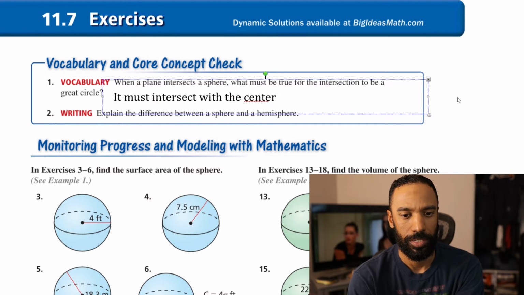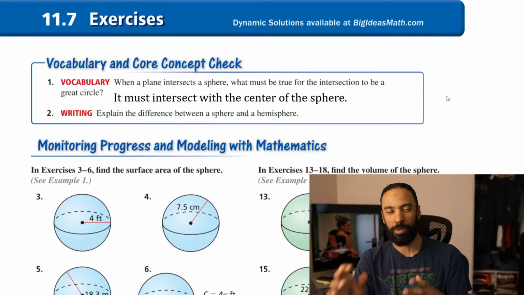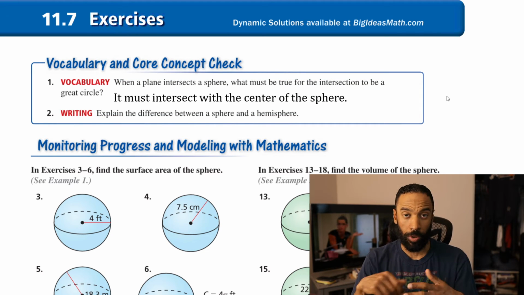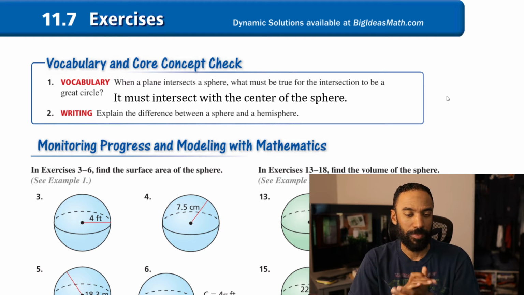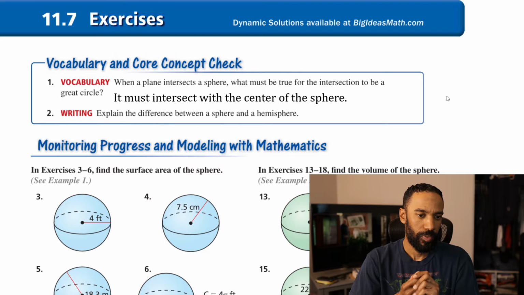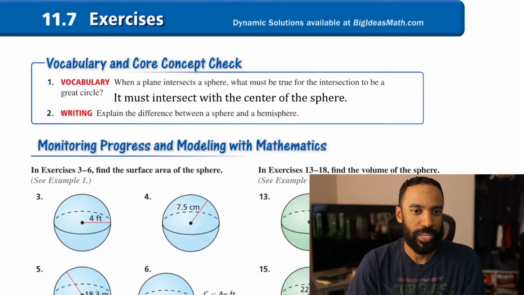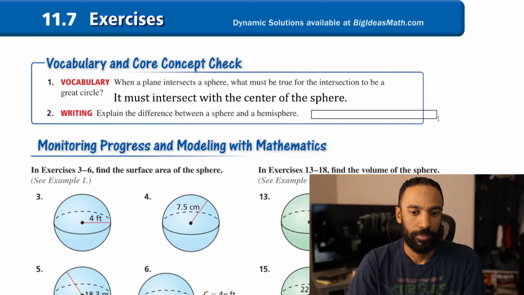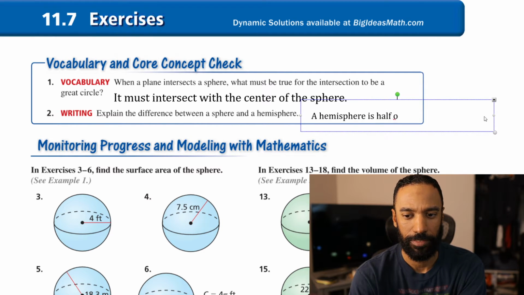To intersect with the center, then you can start doing things like circumferences, because the center includes that radius all the way around like a disc. And it's the longest one. It includes the diameter and things like that as well. Number 2, explain the difference between a sphere and a hemisphere. A hemisphere is half of a sphere. That's its definition.